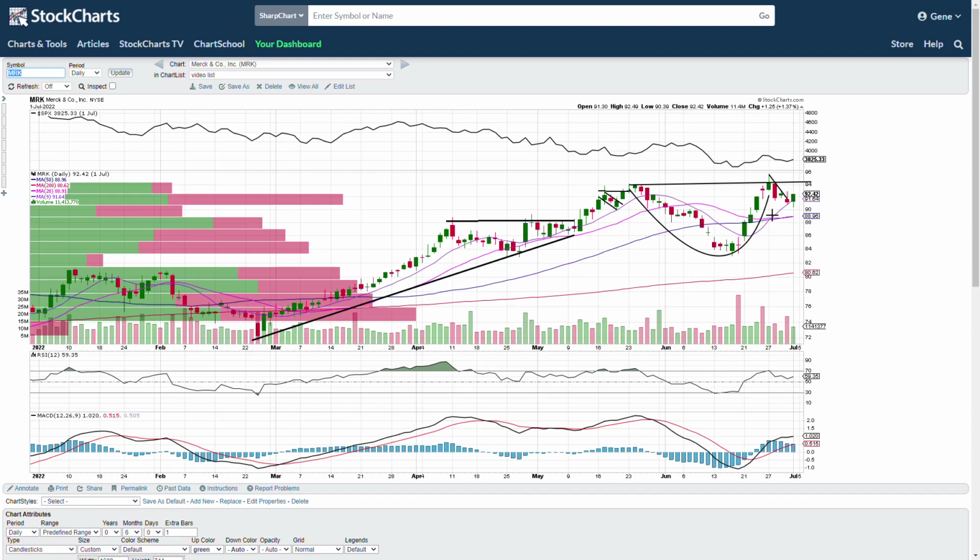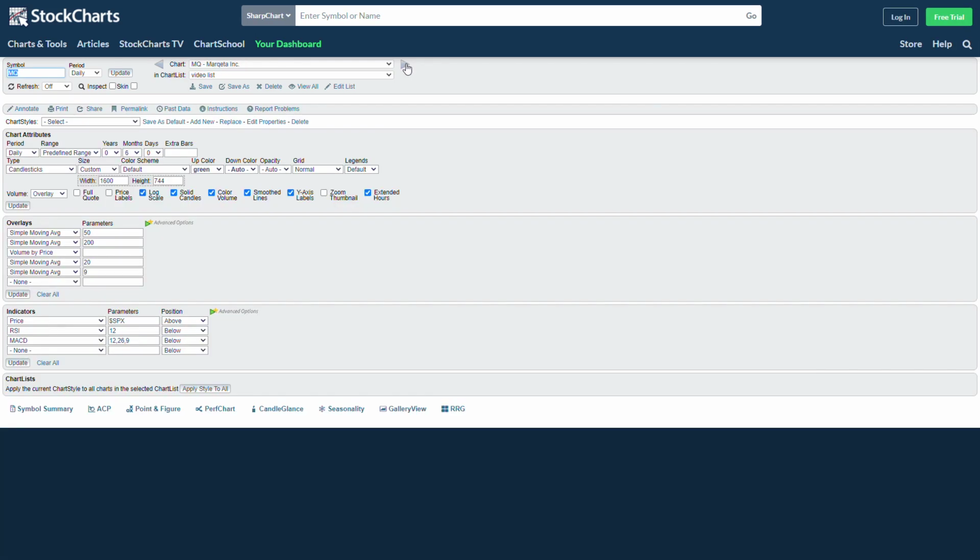MRK, another one. So we've got this little cup here. It's pulled back, formed a handle. It's taking that out, respecting the 9, trying to push up. There's room to make some money from here to this line, but I would expect a stronger move above that resistance level. But there is room to make money there with options. You have a $1.50 move. If you have a 40-cent delta, that could be a $120 move per contract.